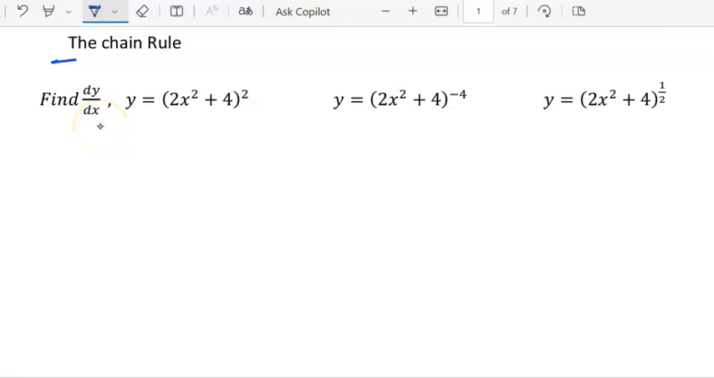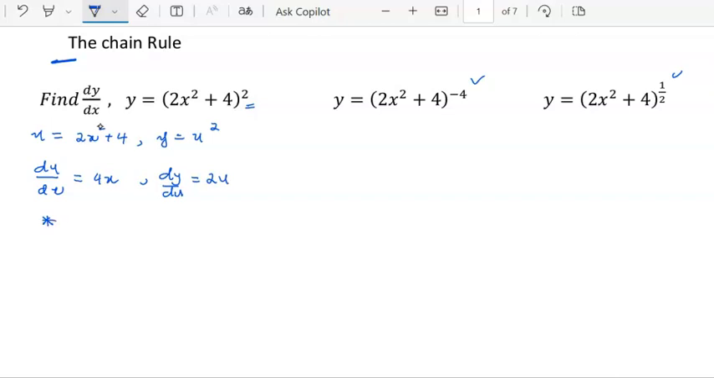If you see this kind of question in P1 or P2, you may think about opening the brackets. But what if the power is negative? What if it is a fraction? In the chain rule, you think about another variable. Let u be 2x squared plus 4, such that y is a function of u, so y is u to the power of 2. Then the derivative of u with respect to x is 4x, and the derivative of y with respect to u is 2u.